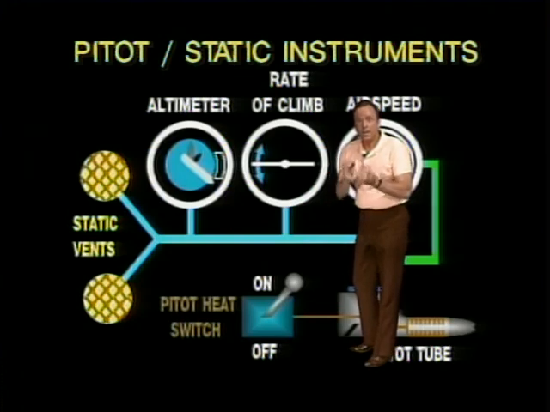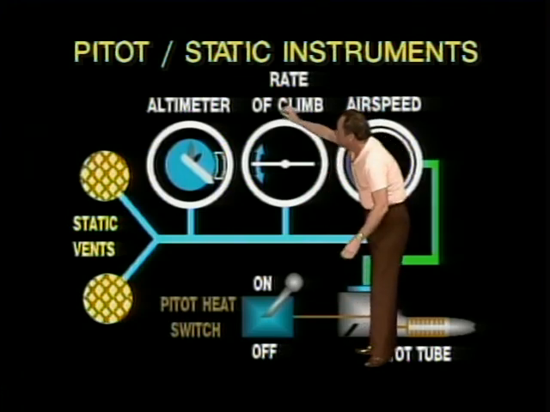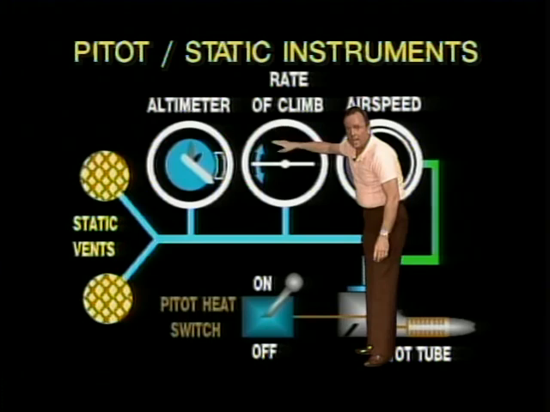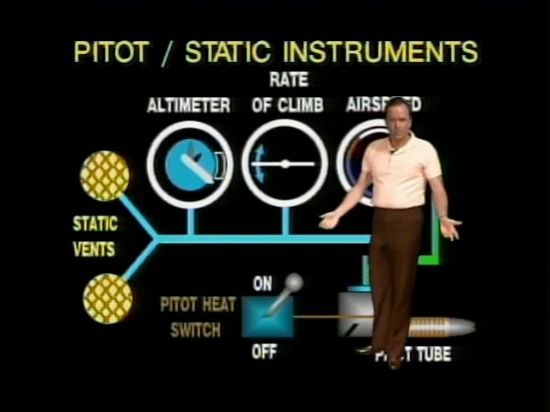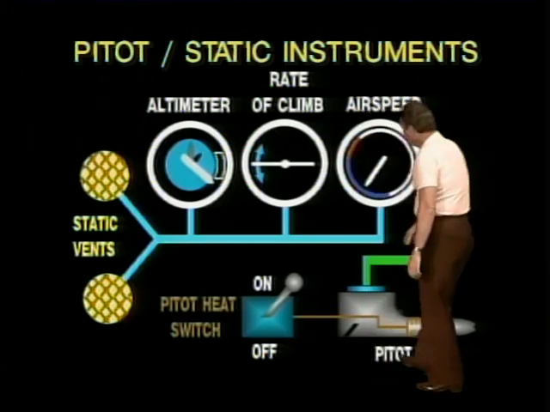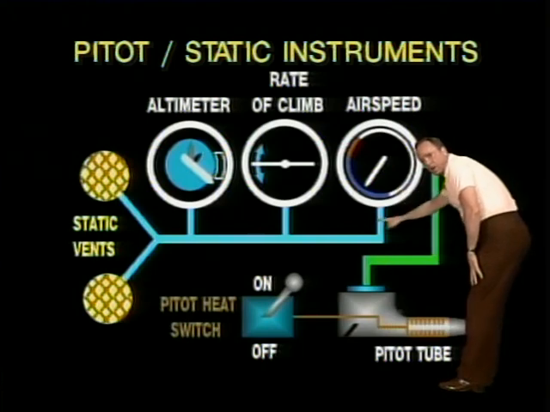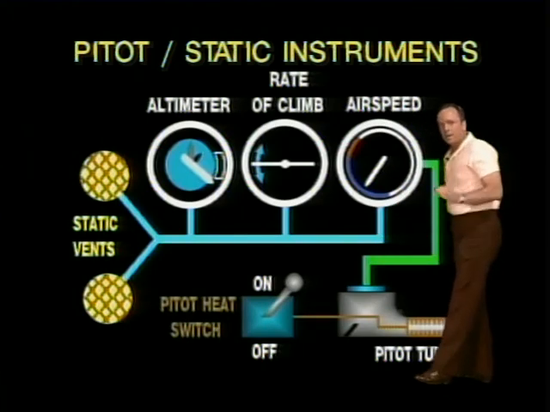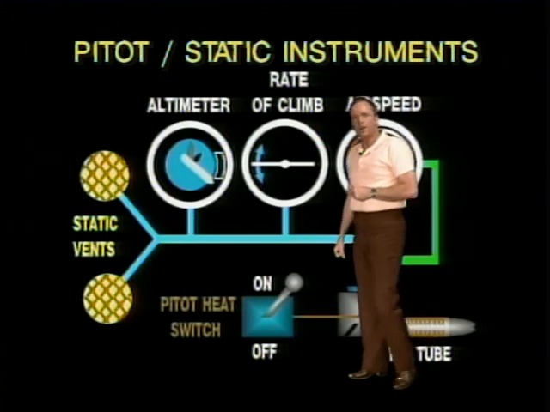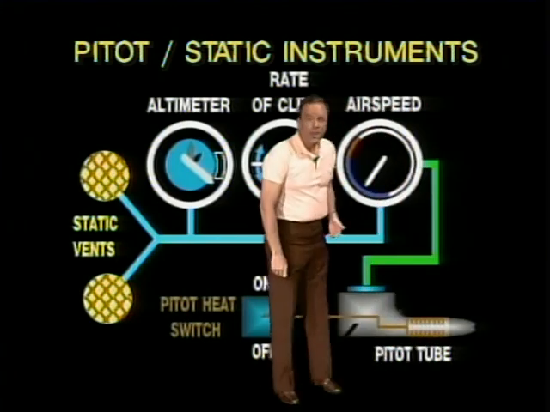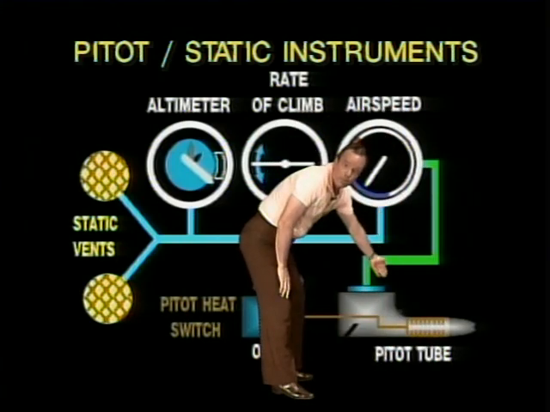Well, the vertical speed indicator simply measures the speed at which the air rushes in and out of that hole and gives you your rate of climb and rate of descent. And finally, the airspeed indicator is also connected to this calm air from the static system vent. But in addition to being connected to the calm air from the static system vent, the airspeed indicator is connected to the ram air from the pitot tube.